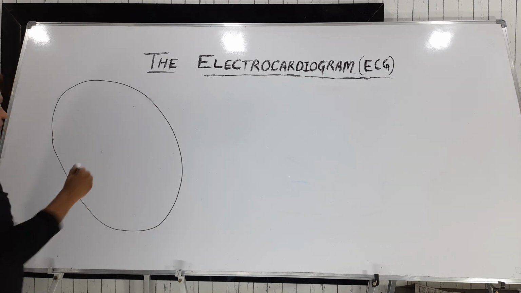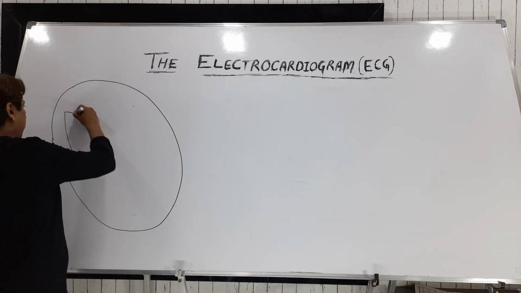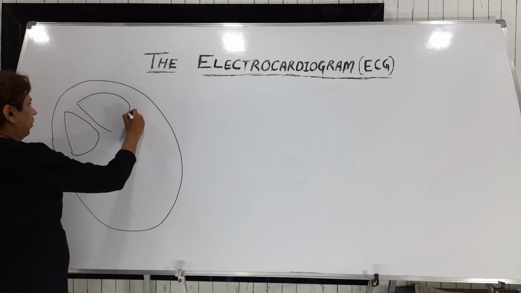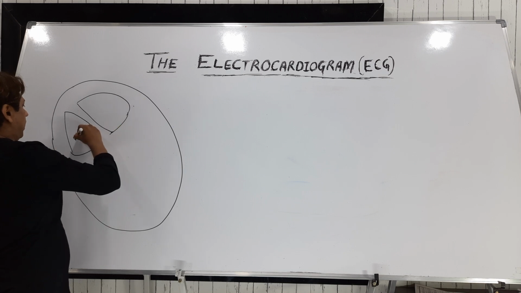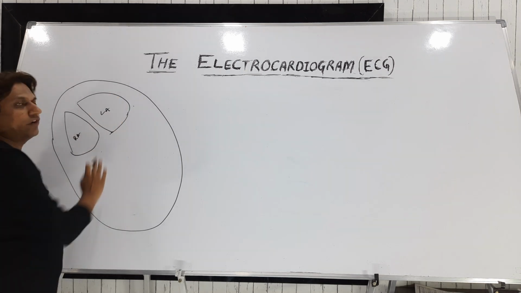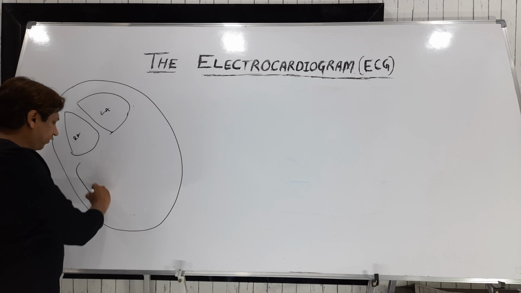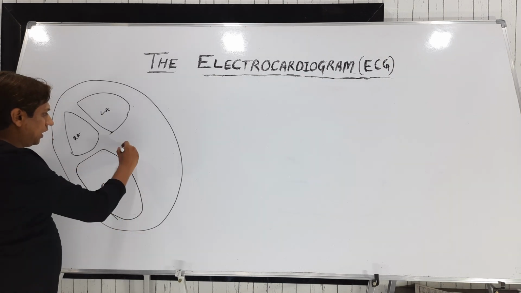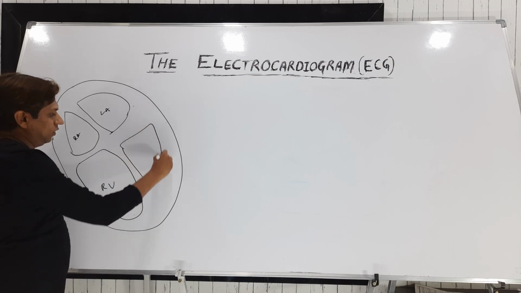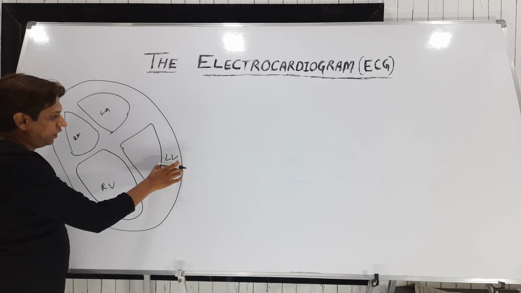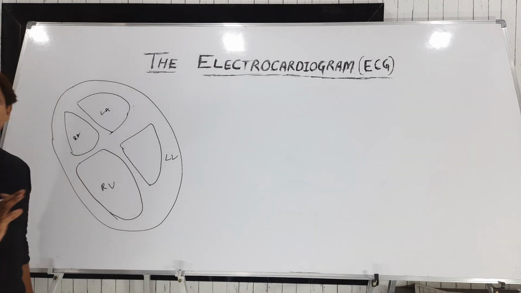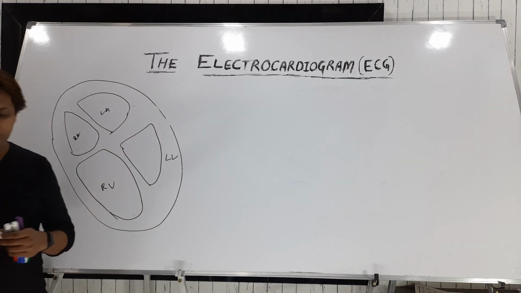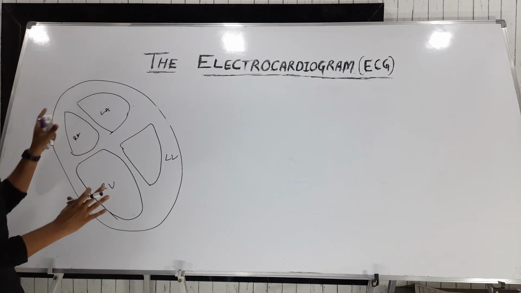What are those 4 chambers? 2 atria, right atrium and left atrium. This is the right atrium, this is the left atrium. And 2 ventricles, the right ventricle and left ventricle. The left ventricle generally is thicker as compared to the right ventricle. This is the cardiac muscle. I am doing just a very basic thing, that is the line diagram of a heart.